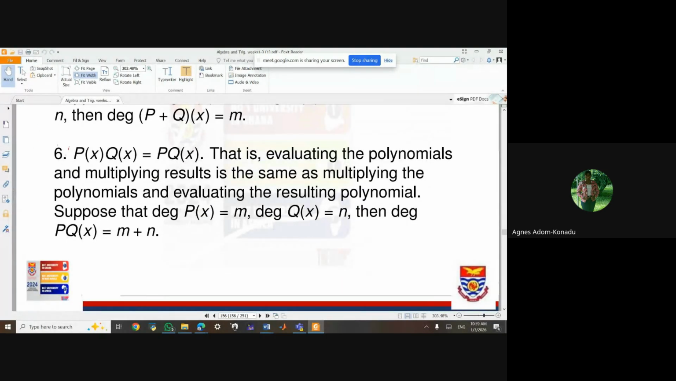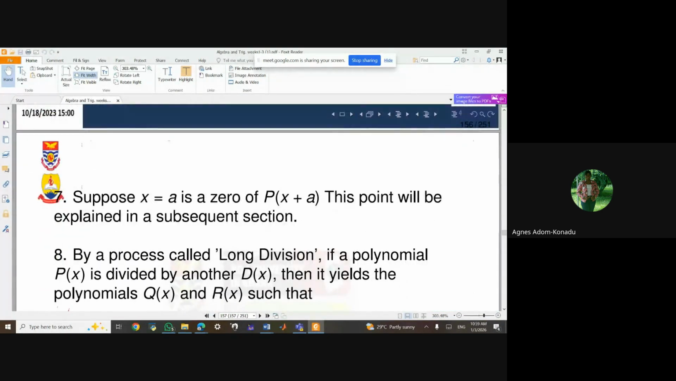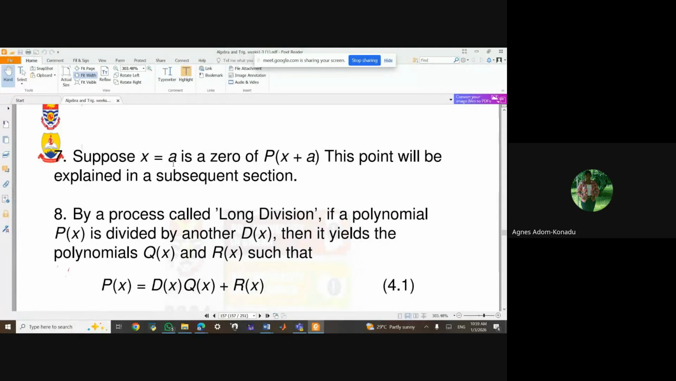We can also multiply two polynomial functions. When we multiply the two, the degree will be the sum of the degrees of the two. So if P of s has degree m and Q of x has degree n, then the product will have degree m plus n. Then, if x equals a is a zero of P of s, we will explain this one later.